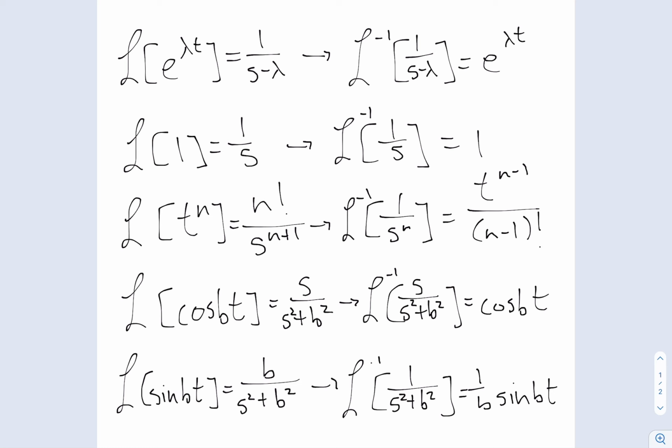I think doing this is a bit of a favor, because if we just left it as n factorial over s to the n plus 1, and b over s squared plus b squared, it wouldn't be as useful. So this is a much more useful form.